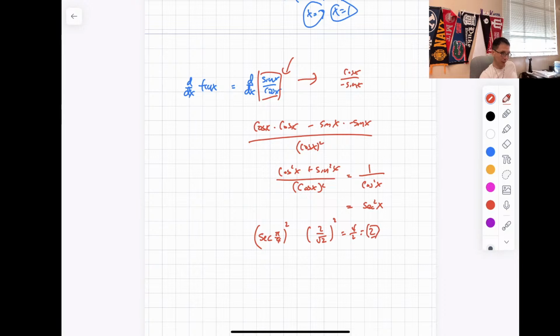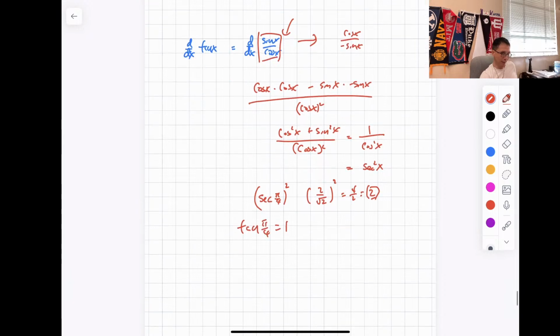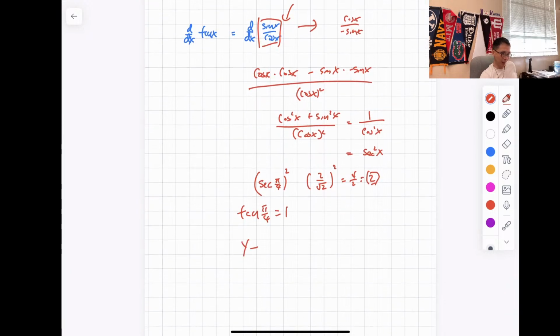Of course, you can plug in pi over 4 into the original. So tangent of pi over 4 is equal to 1. So it'll be y minus 1 equal to 2 times x minus pi over 4. And that's your equation of the tangent line. Good job, Ashton.